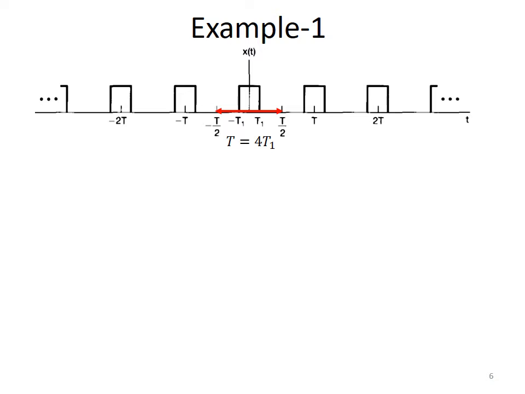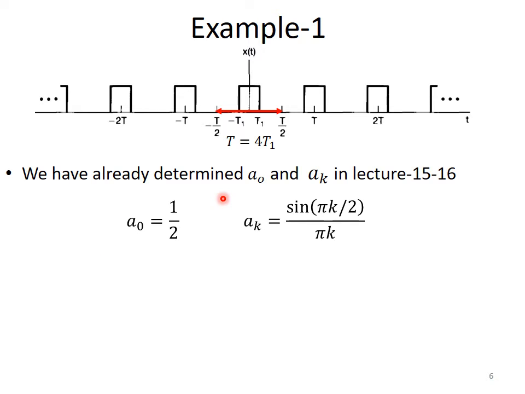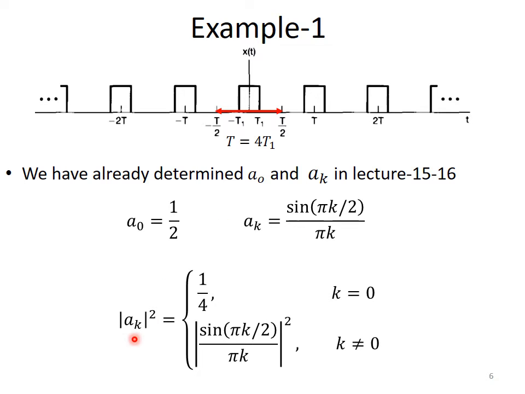Now we already know from lecture number 15 and 16, a naught is equal to 1/2, and ak is equal to sin pi k upon 2 divided by pi k. So this is basically ak at k equal to 0, and this is ak when k is not equal to 0. Right? So the PSD function can be written in this form. Ak magnitude square would be 1/4 when k is equal to 0, and it is equal to the square of this when k is not equal to 0. So this is the PSD function.